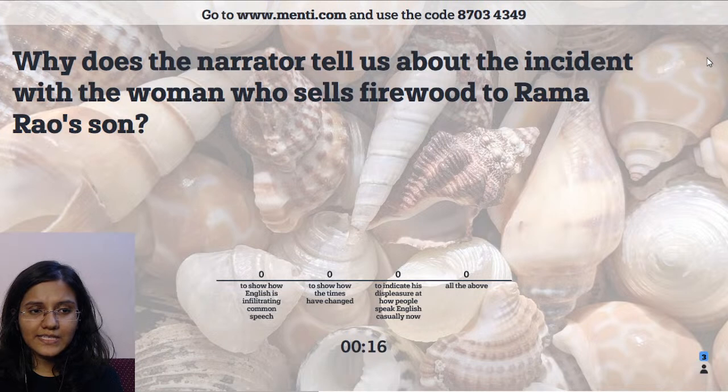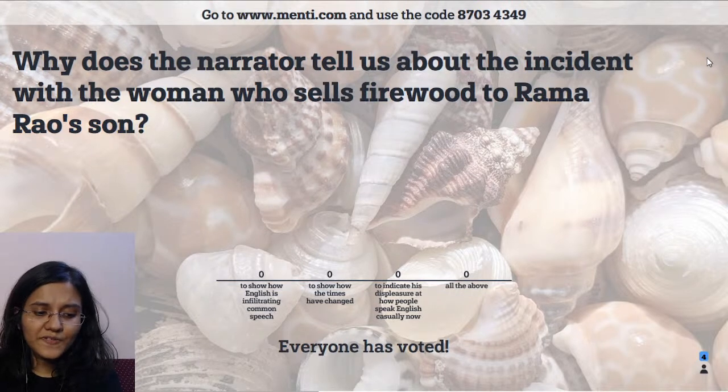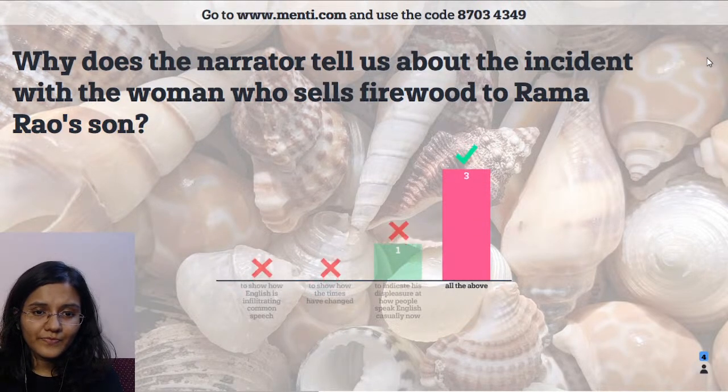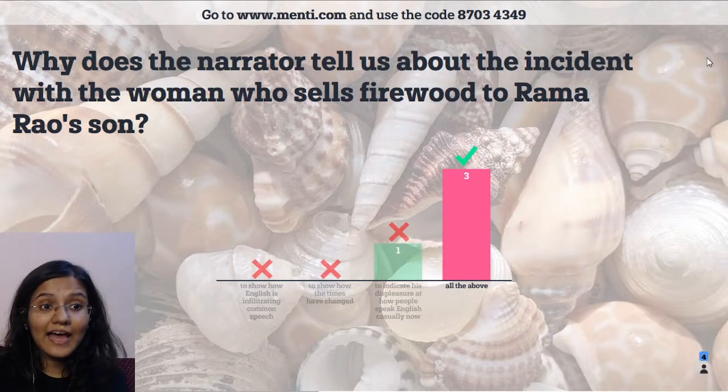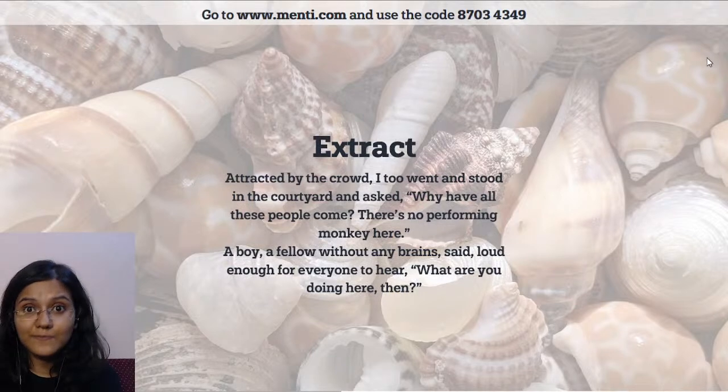Why does the narrator tell us about the incident with the woman who sells firewood to Rama Rao's son? What's the point of telling all of us this story? Yeah, whoever said all the above, you are definitely correct. Part of it is because he's trying to tell us how people just casually use English these days. Part of it is because he's trying to say how the times have changed, and now people casually put English words in the middle of their Kannada speaking. So it's all of the above, and the narrator is extremely displeased by the situation, right? He doesn't like this.